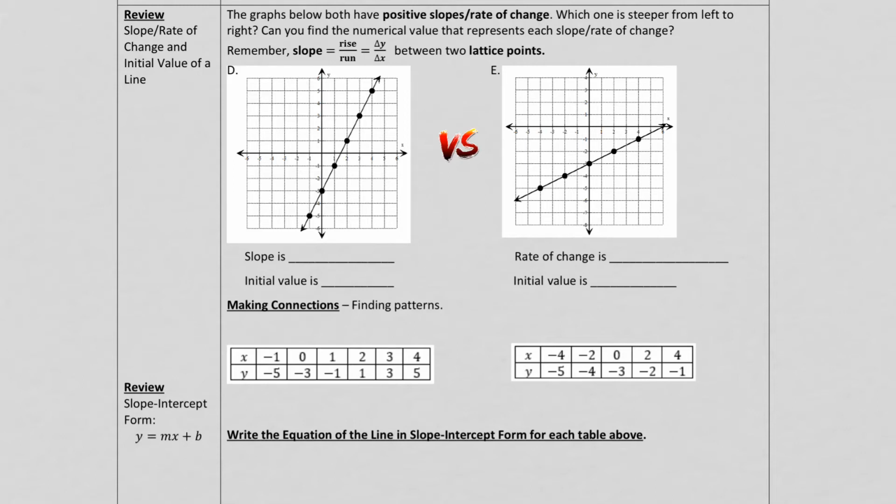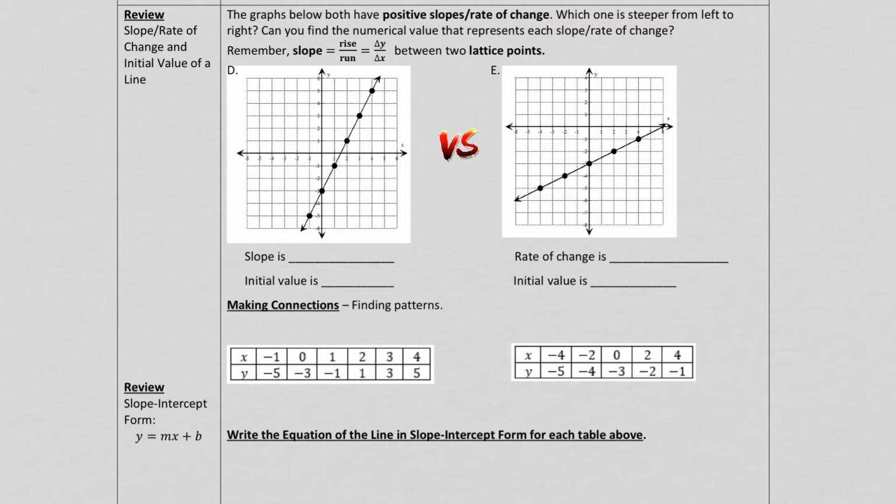Alright guys, so now we want to review slope, which is rate of change, and the initial value of a line, but not from the perspective of a graph. So we spent several days on tables and lists, but now let's look at graphs and see if we can interpret those and find those same quantities. The graphs below both have positive slopes, or rates of change.